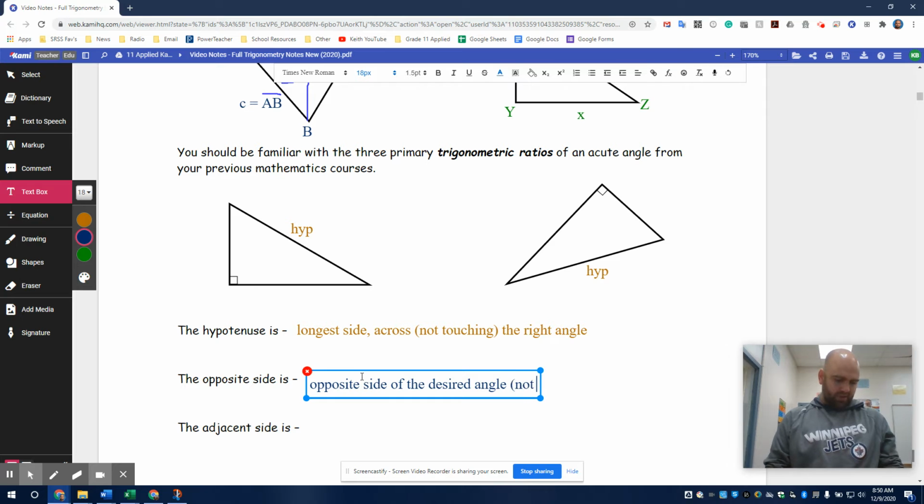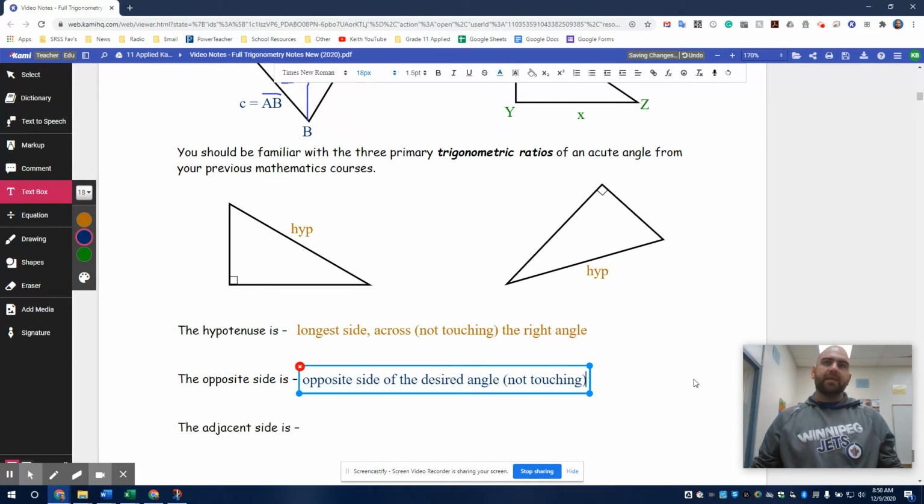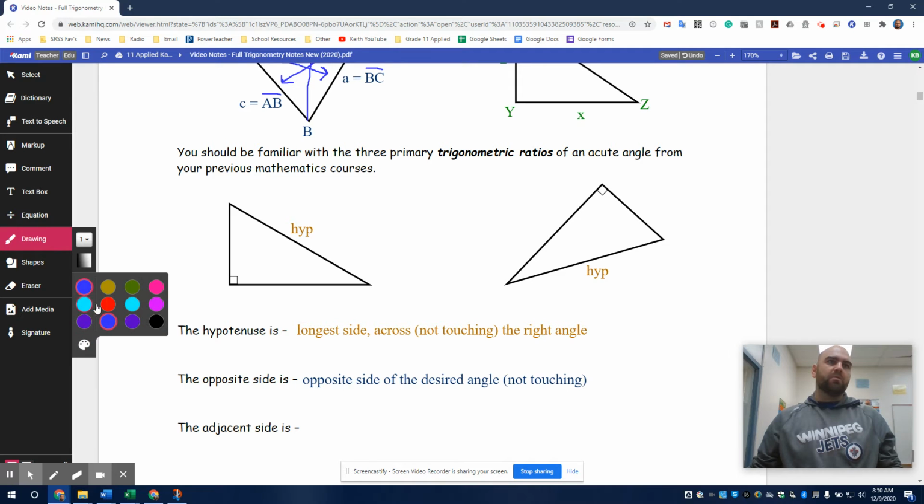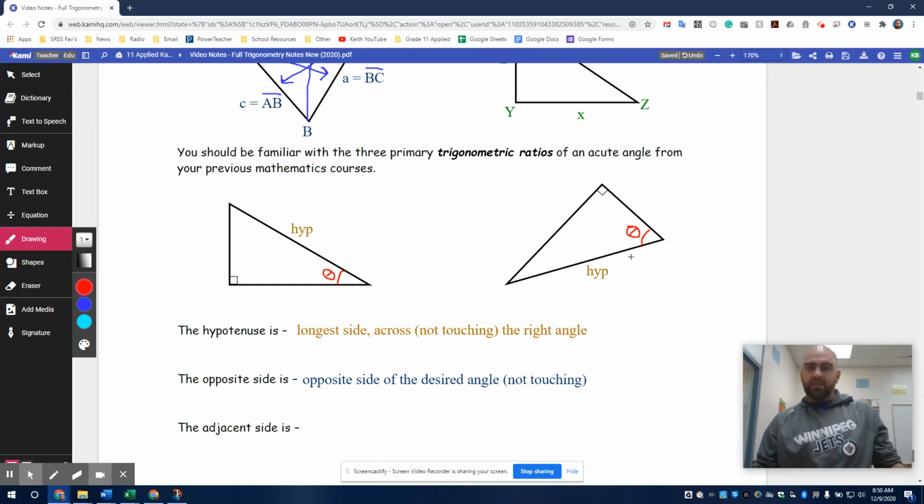And again, this is not touching the desired angle. When I say desired angle, we have to remember that we will always have some angle in our triangle, and we'll often call this angle theta. I'm going to call this one theta right here. This is our desired angle. We might know what the angle measurement is, we might not, we might be trying to find it, or we might actually be given the angle measure.